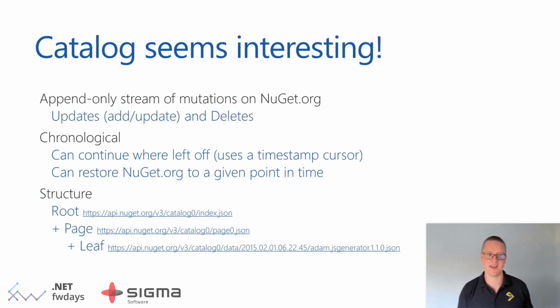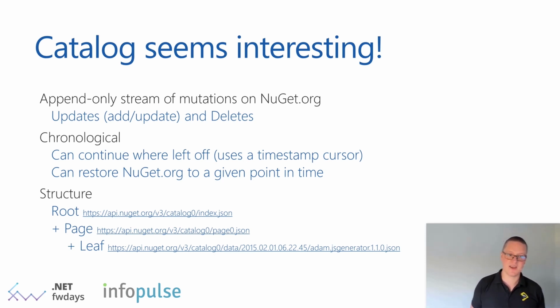Since the catalog is an append-only stream of mutations on NuGet.org, it means that we get to cycle through it chronologically. So if we were to fetch packages from the last 1 hour, we could do that using this catalog because we can set our cursor there to 1 hour ago, and we can continue where we left off. And once we reach the current timestamp, we can stop indexing, maybe in 1 hour start again, and again continue where we left off, which is the current timestamp.